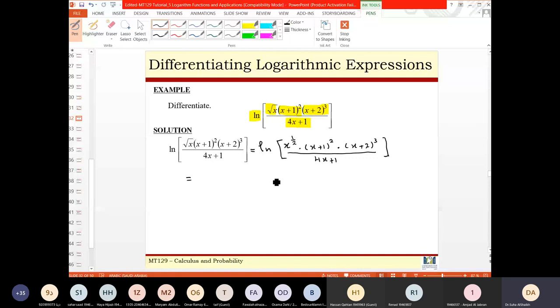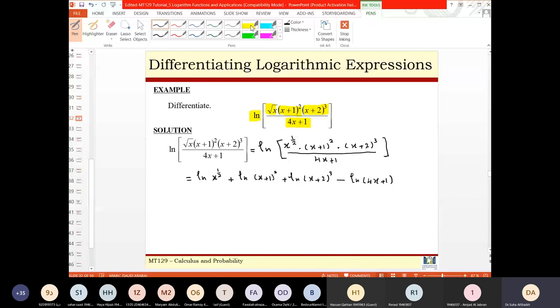The first one is ln of x to the power half, plus the ln of (x plus 1) squared, plus the ln of (x plus 2) to the power 3. Now minus the ln of 4x plus 1. The ones multiplied together became plus, and the one at the bottom as a denominator became minus. So you can see it was a big thing, and it is now cut into smaller parts.